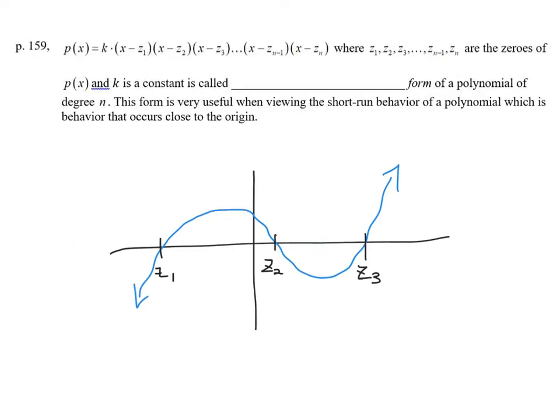And then this form of writing a polynomial equation, where we have some constant times all of our linear factors, where these z numbers are the zeros of the polynomial, this is what we call factored form, and it is the most useful form to use when you're dealing with zeros, basically x-intercepts.